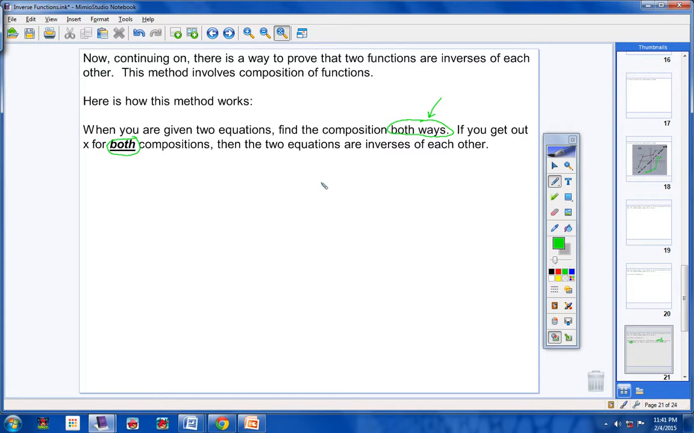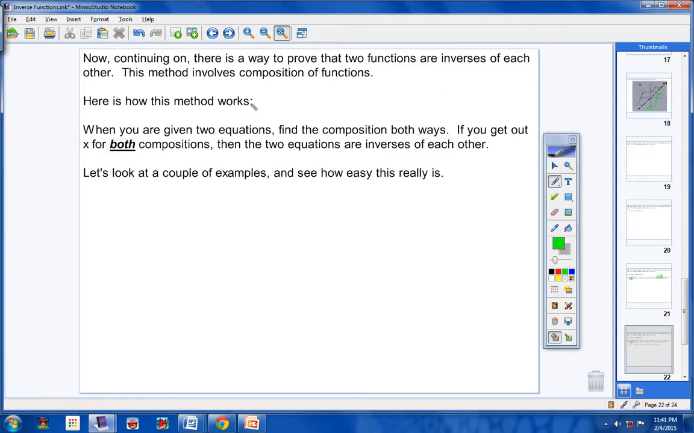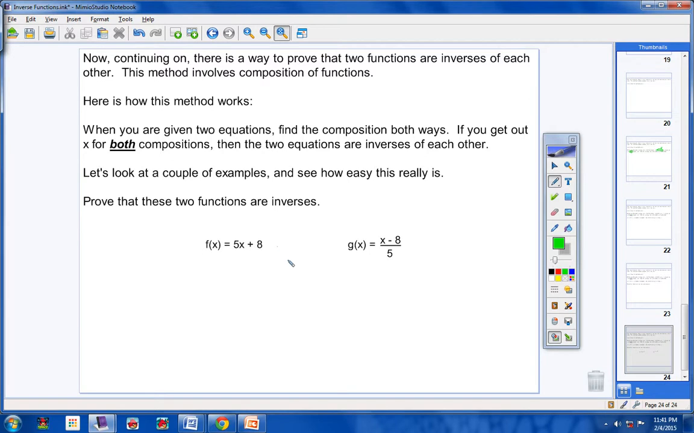Now notice I said you have to get out x, not negative x, not x squared, not x over 2, x. You have to get out x. Let me give you an example and show you what I mean, okay? I'm telling you now that these two functions here are inverses of each other, okay? So, I want you to prove it, though, using composition, okay? So, remember what it says up here. You're going to find the composition both ways. So, we're going to do composition 2 times.